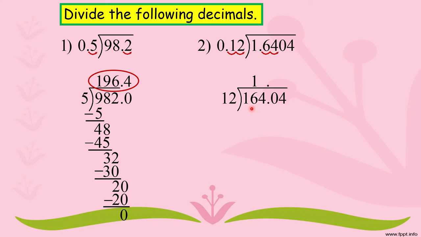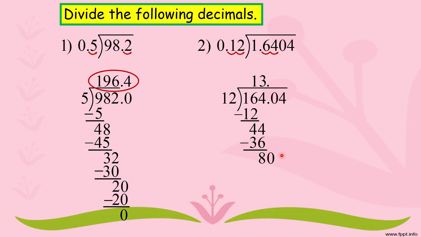So 16 divided by 12 is equal to 1. 1 times 12, you have 12. And then subtract, you have 4. Bring down 4. You have now 44 divided by 12, which is equal to 3. And then 3 times 12, you have 36. Subtract those two numbers, you have 8.